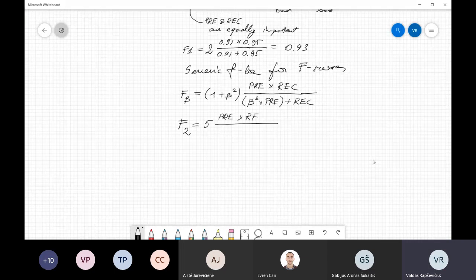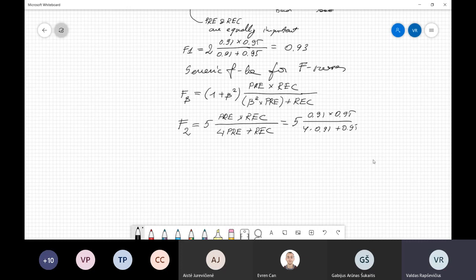times recall. And this is beta squared, this is 4, times precision plus recall. And in our toy case, this is 5. And again, you can calculate that: 0.91 times 0.95, and this is 4 times 0.91 plus 0.95.